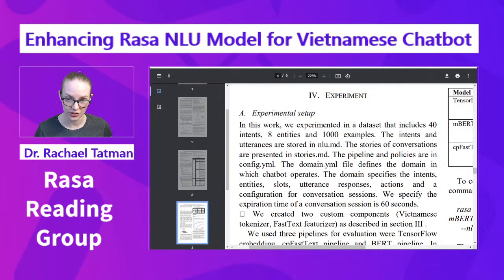The stories of conversation are in stories.markdown. The pipeline and policies are in config.yaml, and the domain.yaml file defines the domain in which the chatbot operates, so things it knows about. The domain specifies the intents, entities, slots, utterances, responses, actions, and a configuration for conversation sessions. We specify the expiration time of a conversation session as 60 seconds. So that's pretty fast, but I'm guessing that because they're doing experiments, they want to do a lot of conversations. So the shorter expiration time is to make it easier to run multiple things.